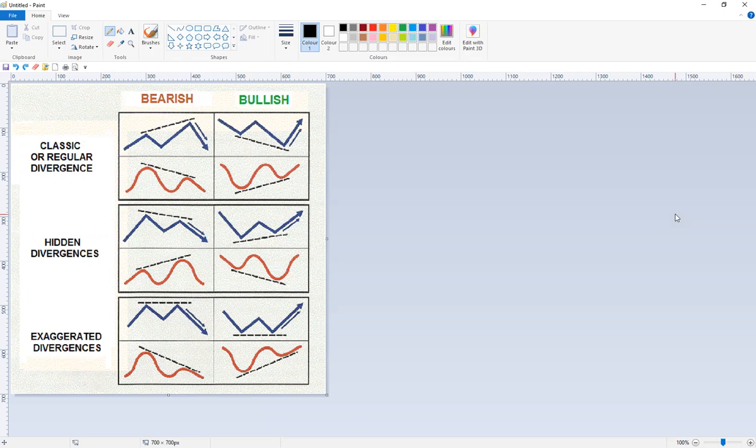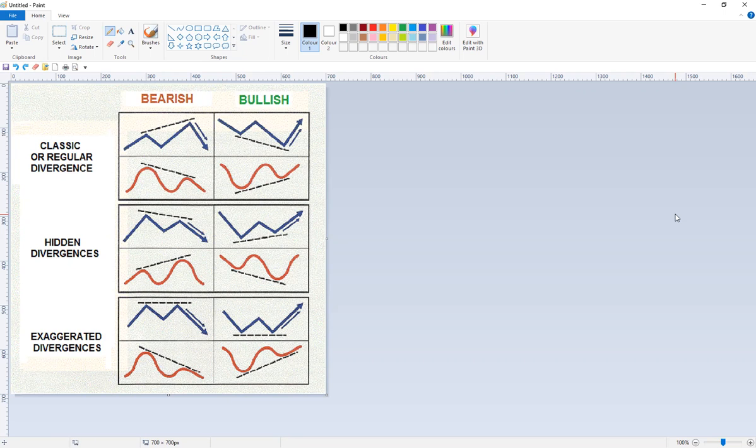Today I'm making this video about divergence, because I've seen most people confused with divergence, and there's no clear-cut videos on YouTube, so I decided to make this video. All right, first of all, there are three main types of divergence. The first one is classical regular divergence, the second one is hidden divergence, and the third one is exaggerated divergence.